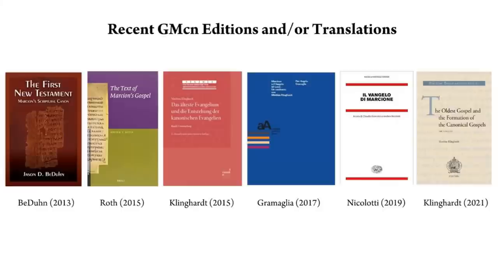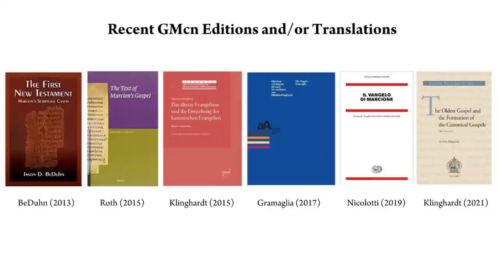Klinghardt came out the same year with a massive tome that did another reconstruction of Marcion's gospel. He had published almost 10 years earlier, in an article in New Testament Studies, his view that Marcion's gospel was earlier, but this was his magnum opus, a project he had worked on for 10 years, got massively complicated, rich, and really Klinghardt did a great job of sifting through all the variants in the manuscript tradition and then correlating those with readings of Marcion's gospel attested by the patristic writers.